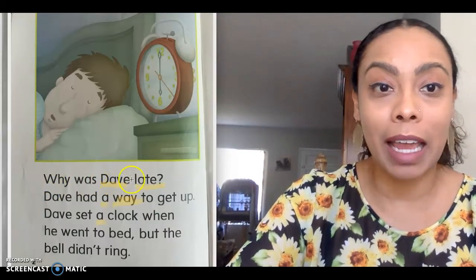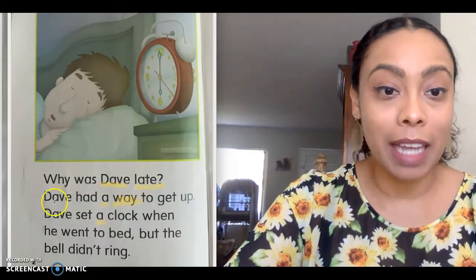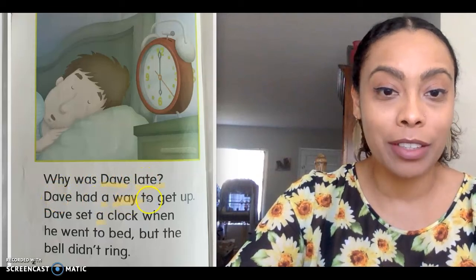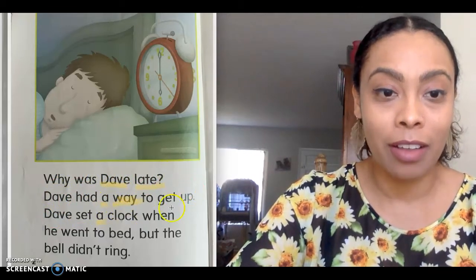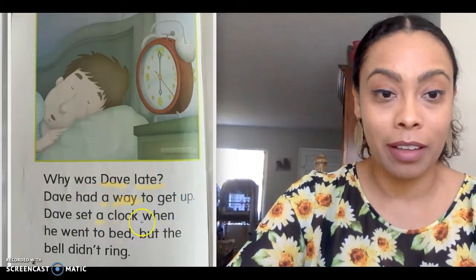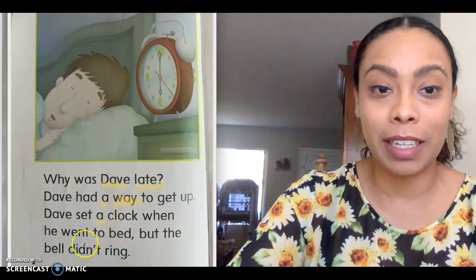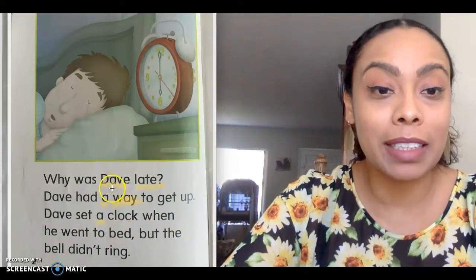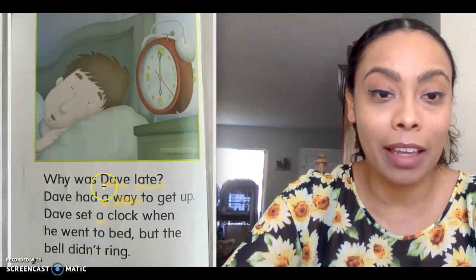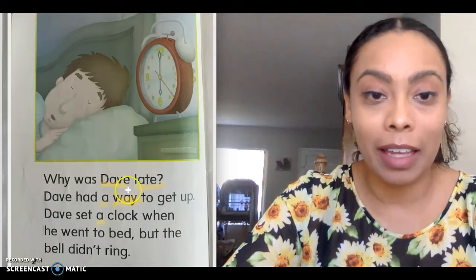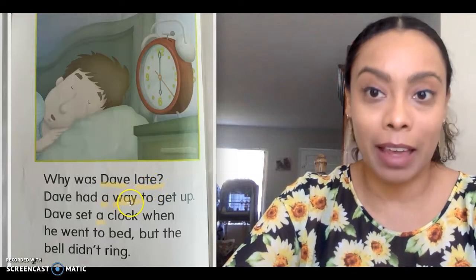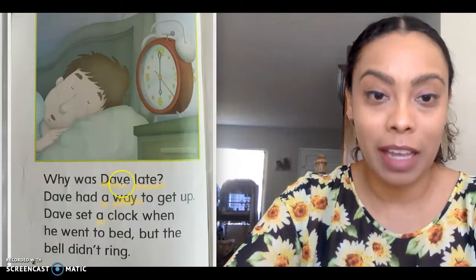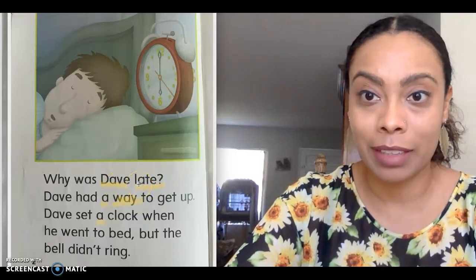Why was Dave late? Dave had a way to get up. Dave set a clock when he went to bed, but the bell didn't ring. So you guys see, I highlighted A-E, Dave, A-E, late, and then A-Y together says A as well. So way, Dave, late. Those are our three that make that sound.